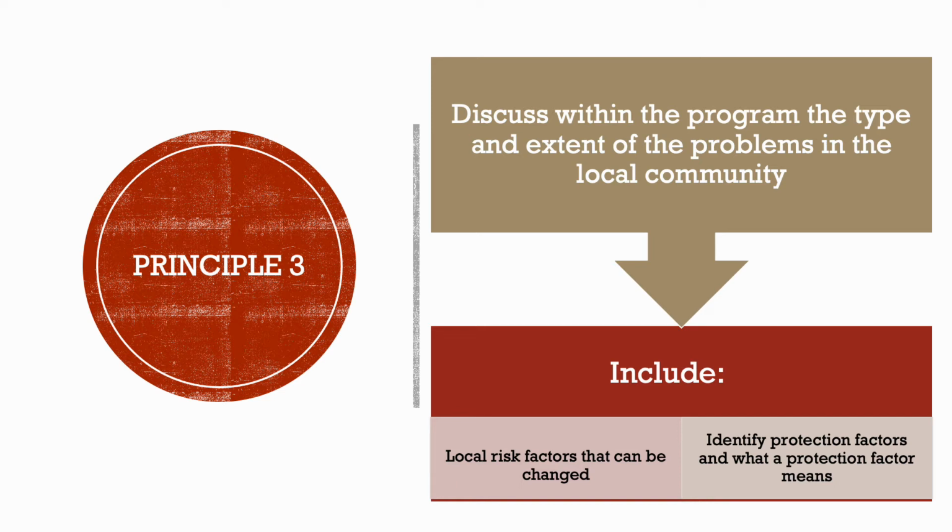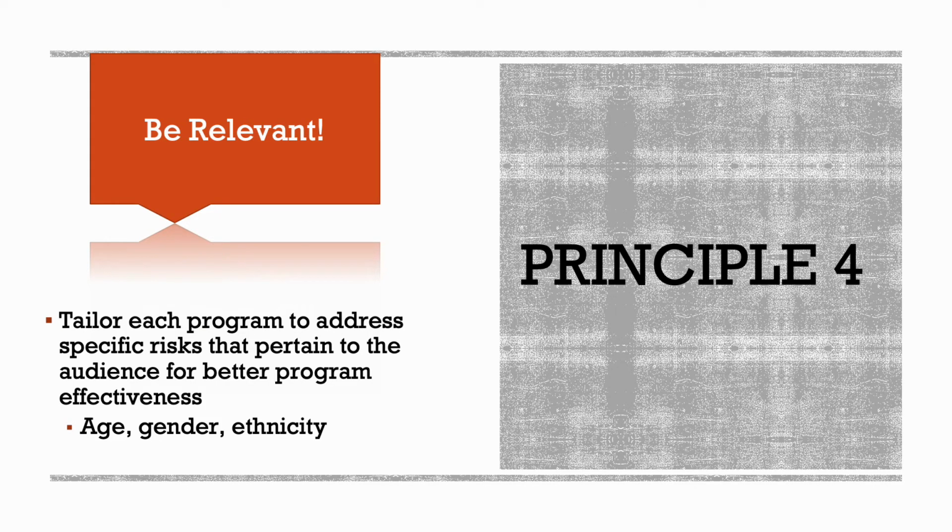We need to identify the protective factors and discuss what they are. Recall that protective factors include having a safe place to discuss drug use and misuse, engaging in extracurricular activities in and out of school, and having positive role models. Relevancy is imperative. It's important to tailor the programs to address risks specific to your audience, their age, their gender, and their ethnicity. This increases effectiveness. If you're fake, teens will know it, and you'll lose credibility.